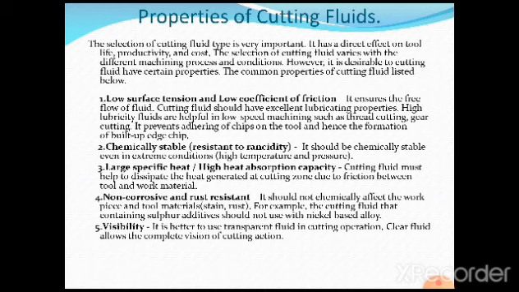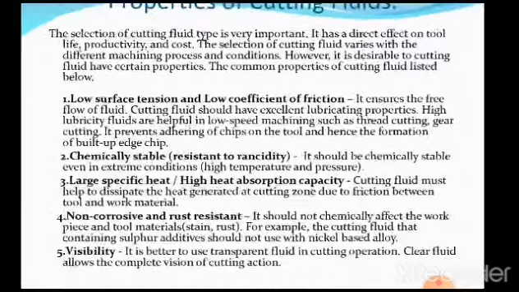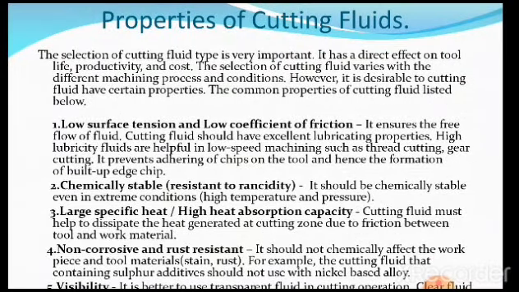The next important part that we need to understand is how best the properties are used so that the cutting fluid gives its useful function when it is used as a lubricant in the cutting zone. The selection of the cutting fluid type is very important. It has a direct effect on tool life. Tool life can be improved, production can be improved, and cost. Definitely if the production is more, the cost of production becomes less. So indirectly it is going to increase the efficiency of the plant.